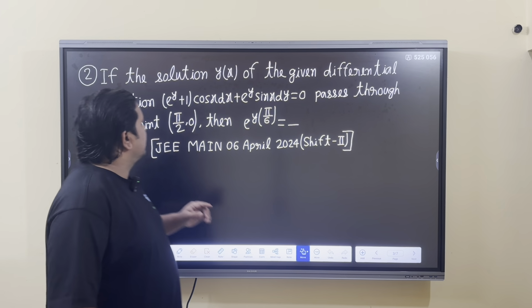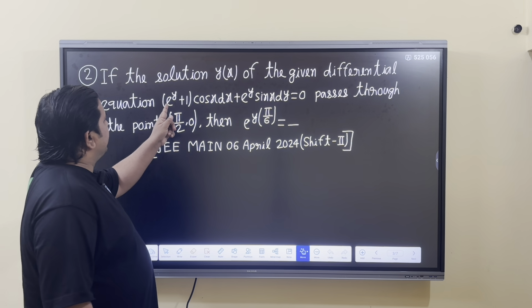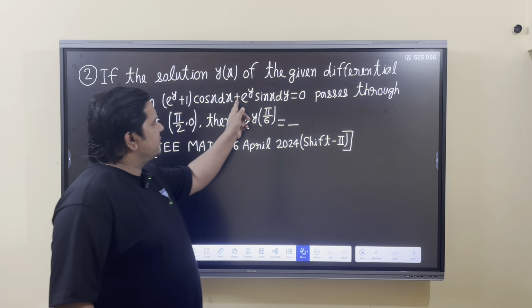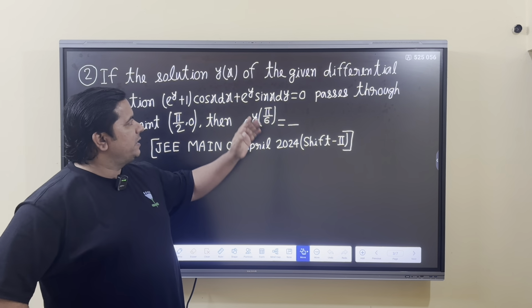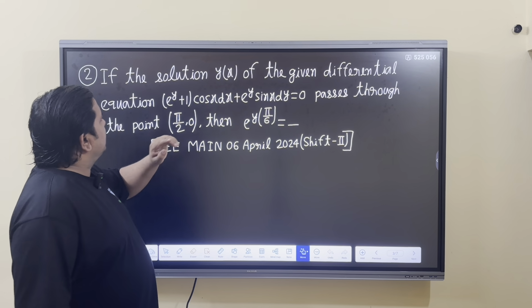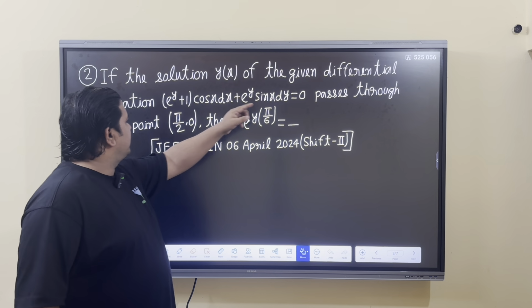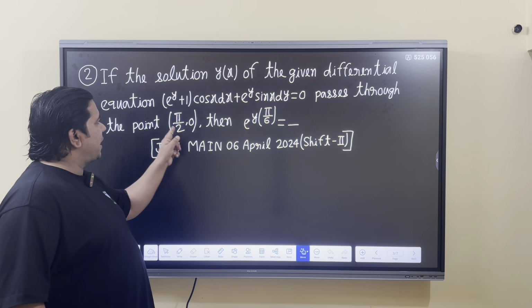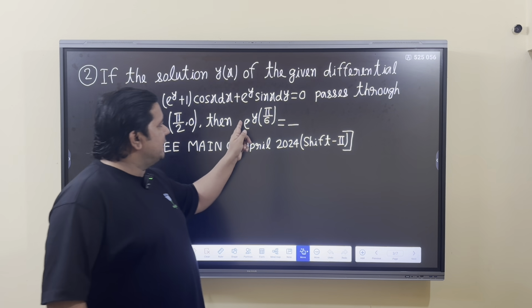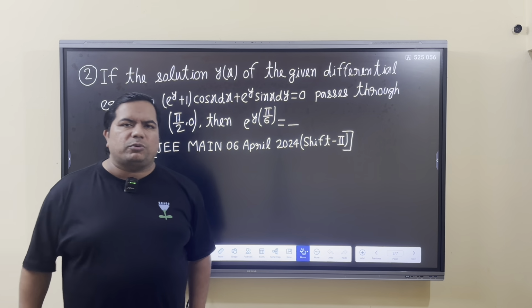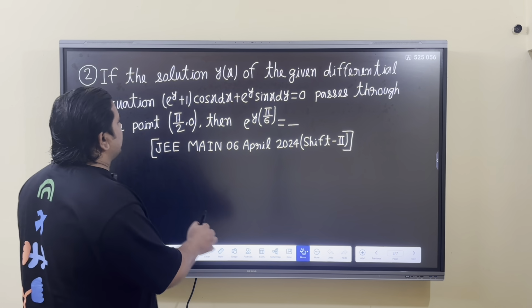Next question is, there is a differential equation (e^y + 1) cos x dx + e^y sin x dy = 0, and the solution of this differential equation y of x is passing through the point (pi/2, 0). Then we have to find e^(y(pi/6)). So basically we need to calculate y, then we can solve this question.